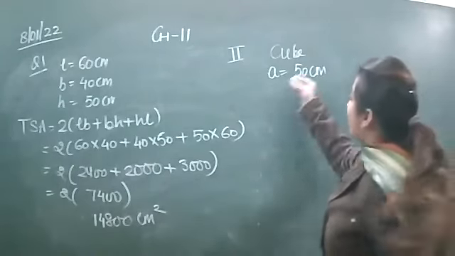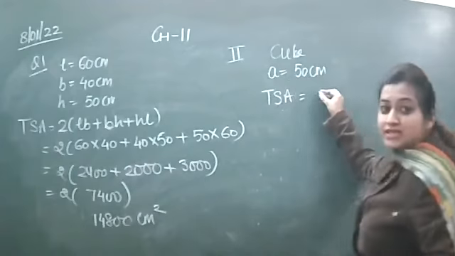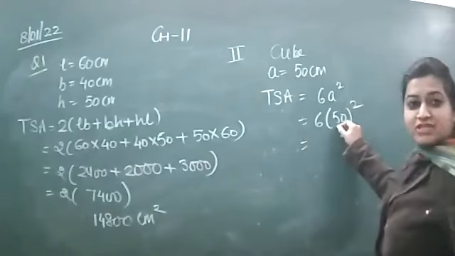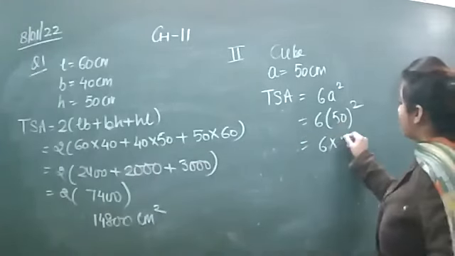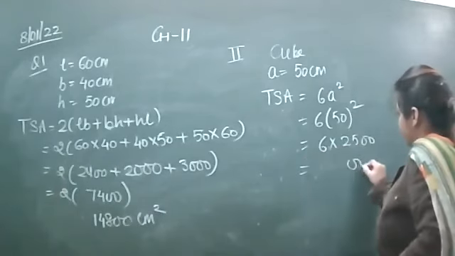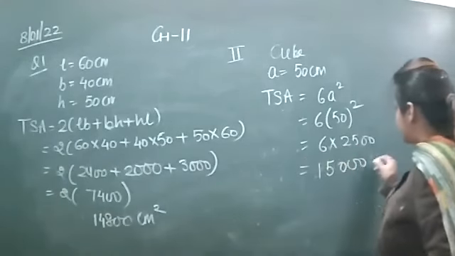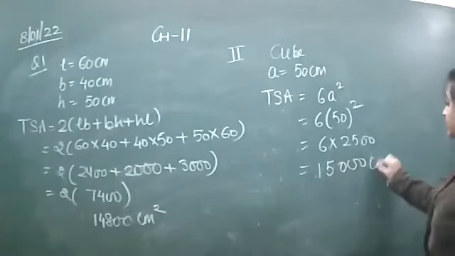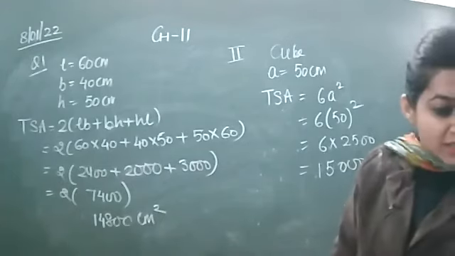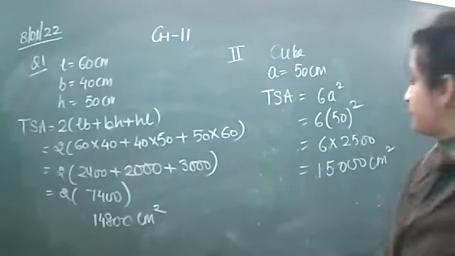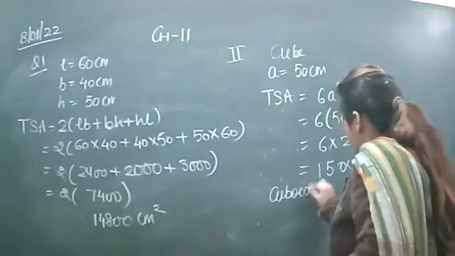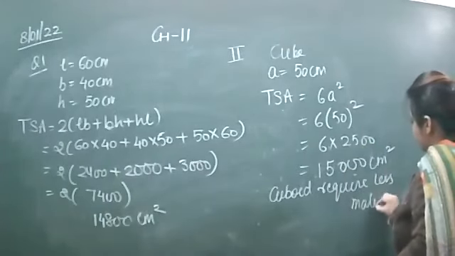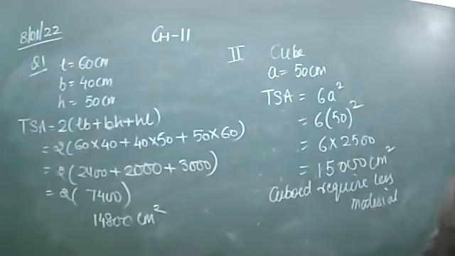Is it okay? Now find the total surface area. That is 6A square. Yes, what is 50 square? 50 into 50, 2500. What you will get? Is it so? Centimeter square. Which box requires less material? Cuboid requires less material. Is it okay?